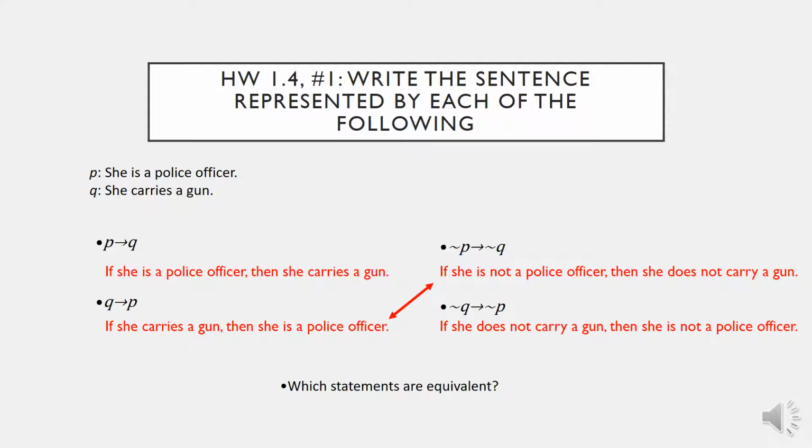And then now let's compare the last two. If she is a police officer, then she carries a gun. If she does not carry a gun, then she is not a police officer. So those two things mean the same thing. Those are equivalent statements.